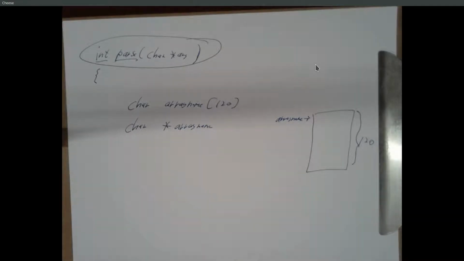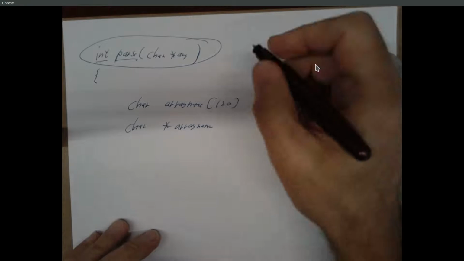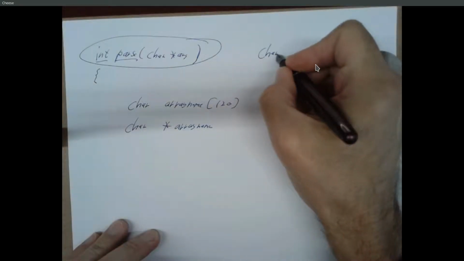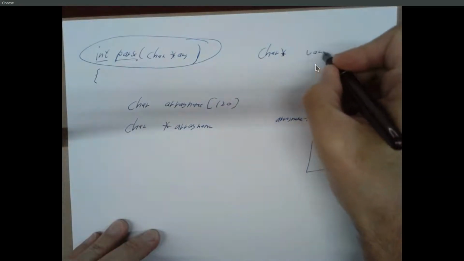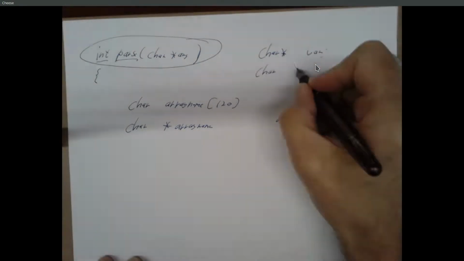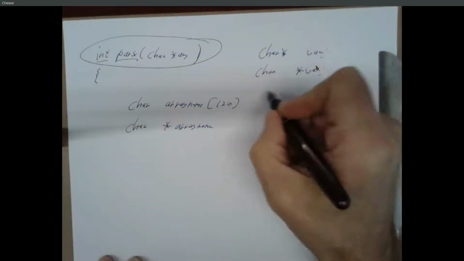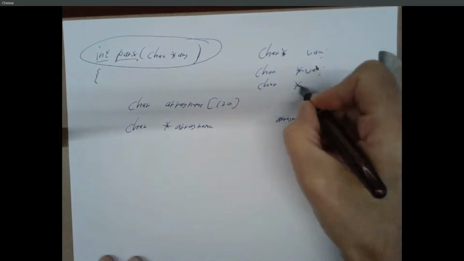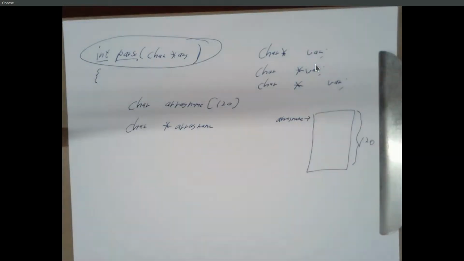If my star is right next to char instead of the array name, char star space array name, yeah, that's absolutely the same thing as this. And it's the same thing as this. So in that part of the declaration, the spaces are pretty much ignored.